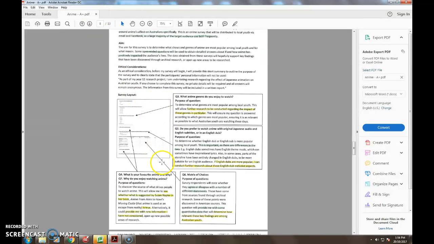The last example here, we've got a survey layout that's been presented. The one that I find really interesting and I think is really important in this one is down here in question 4, where they've discussed why they wrote this type of question. Why do you enjoy watching anime? The purpose of the question: to discover the source of what drives people to watch anime. This will allow me to see whether what is suggested by Susan Napier in her book Anime from Akira to Howl's Moving Castle, that anime is used as an escape from reality, is true.